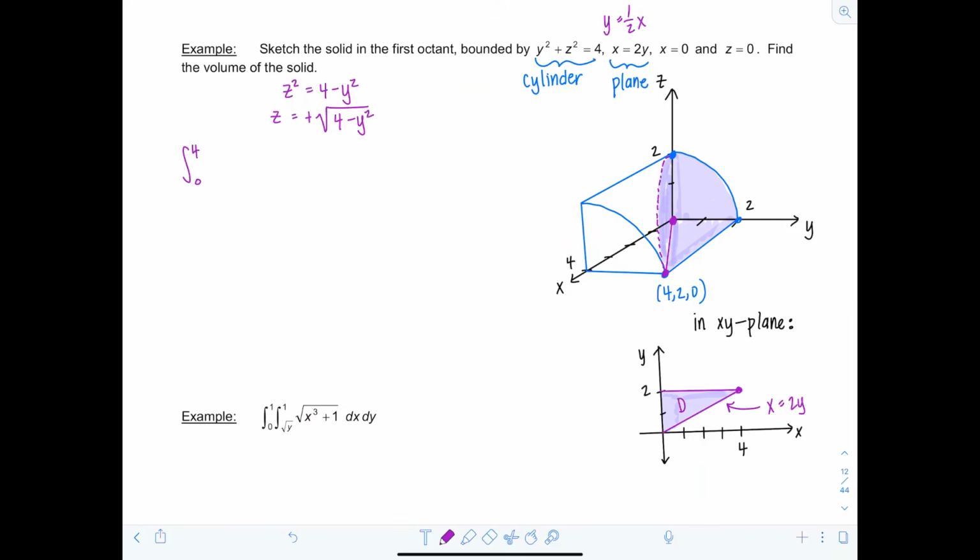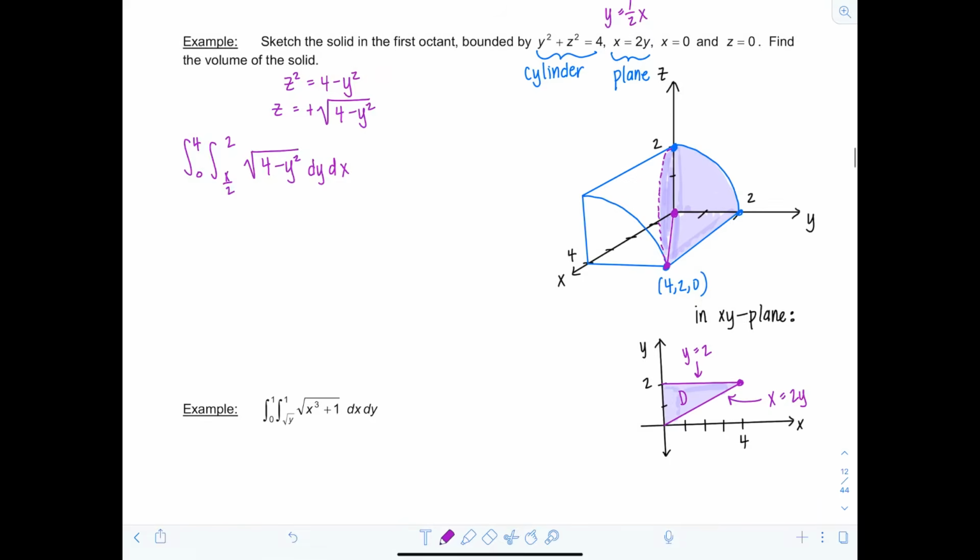So 4 bounds it on the right, 0 bounds it on the left. And then on the top, what's bounding this? Well, this equation here is y equals 2. And then it's bounded on the bottom by y equals x divided by 2. Did you catch that? And then we have f of x, y, the heights, which are given by 4 minus y squared. And this would be a dy dx. Good. So that's one option.